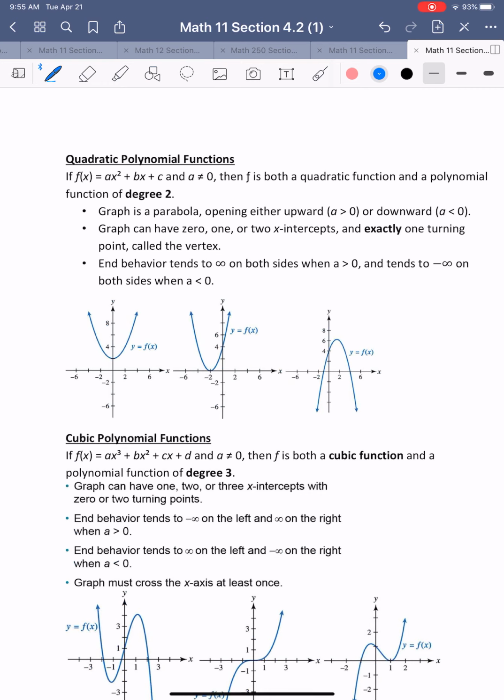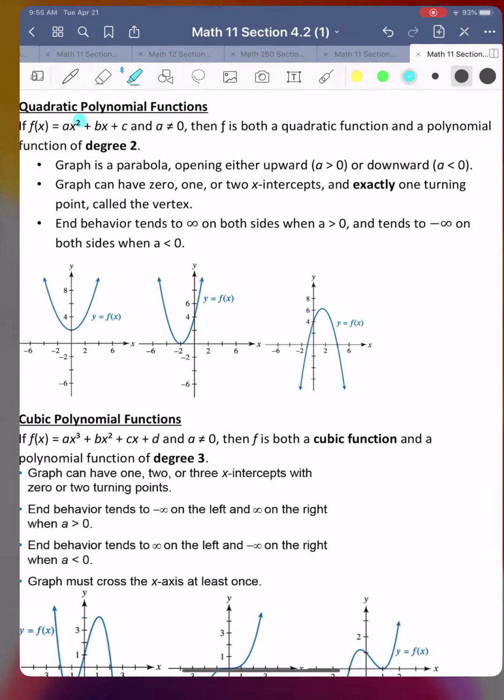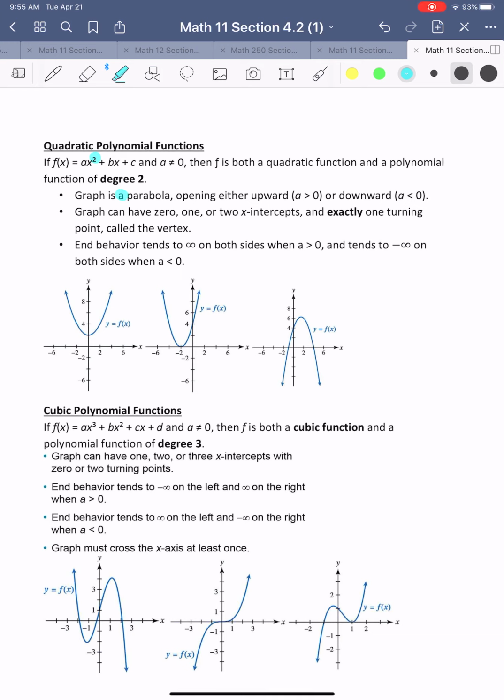The quadratic function has power 2. That's the main thing: if the largest degree is the square, that's a quadratic function, with degree 2. And we always get a parabola. When a is positive it opens upward, and when a is negative it opens downward. The graph can have 0, 1, or 2 x-intercepts, where 0 means none. And there's exactly one turning point, called the vertex. So starting with the parabola, we start having turning points.